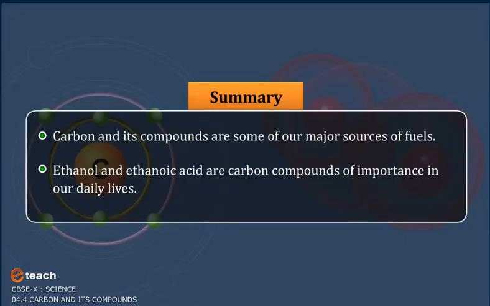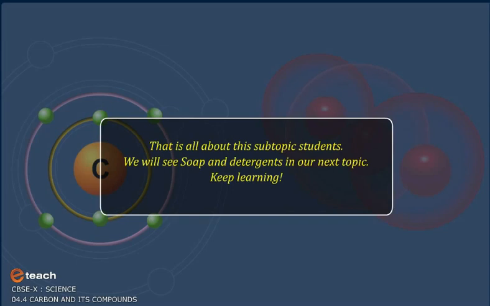Summary. Carbon and its compounds are some of our major sources of fuels. Ethanol and ethanoic acid are carbon compounds of importance in our daily lives. That is all about this subtopic, students.